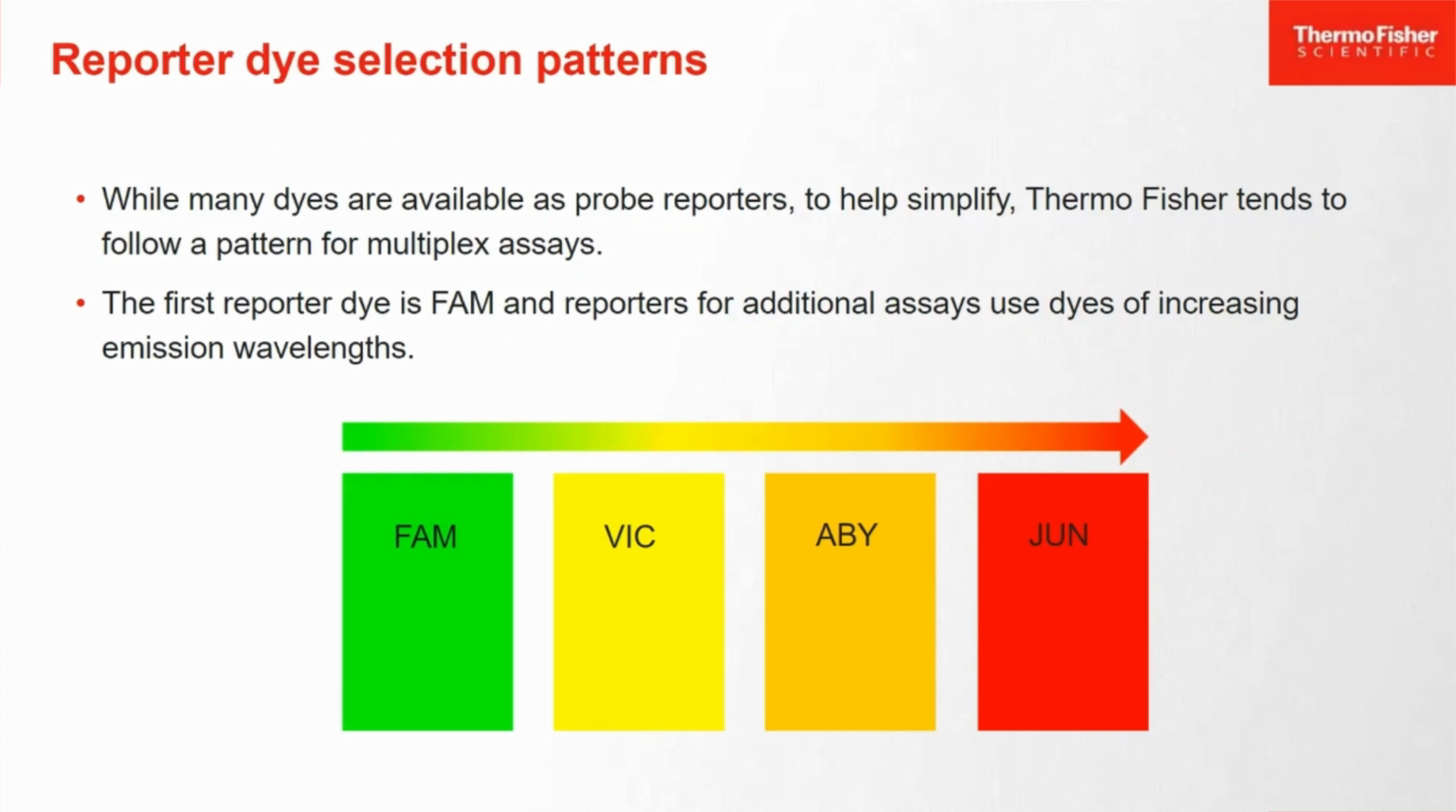Now, you don't have to follow the pattern that we follow, but we follow a pattern when it comes to dye selection. We start with the shorter wavelengths and then move gradually to the longer wavelengths. So the first dye we typically use for TaqMan probes is FAM. That's a green emitter, shorter wavelength. And then if we need to multiplex, we go with VIC as our second dye. If we need to go to a third dye, ABY, and we have a fourth one, JUN.